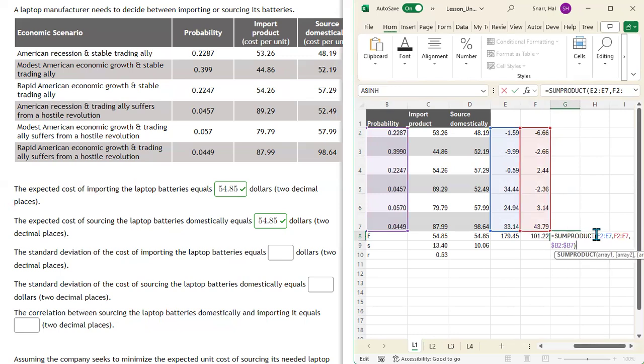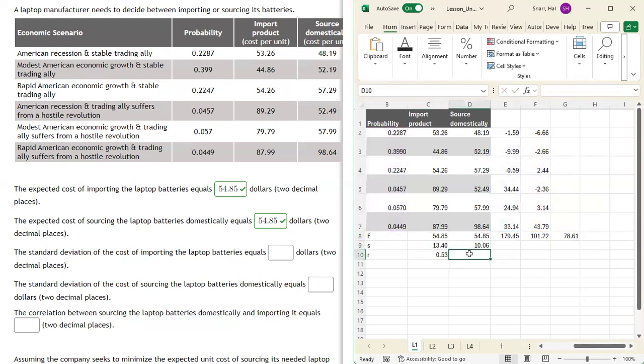And so what this is doing, it's multiplying the deviation from the mean in E2 by the deviation from the mean in F2, and then multiplying by the probability in B2. And then it replicates that all the way down to the bottom, where it's multiplying this deviation from its mean in E7 by this deviation from its mean in F7, and then multiplying by the probability. And again, this gives me the weighted covariance.